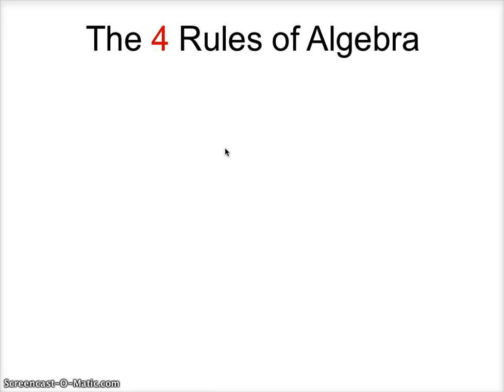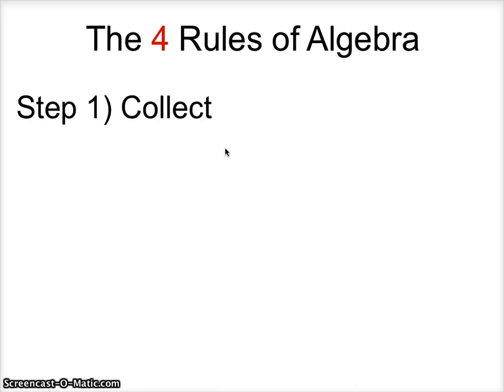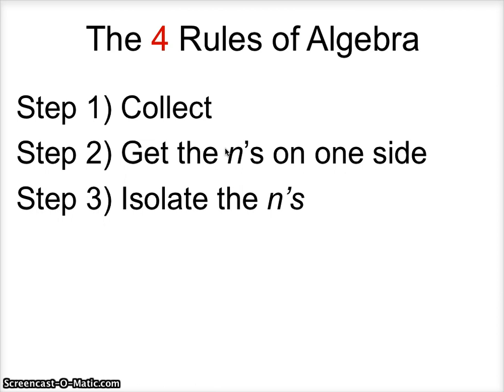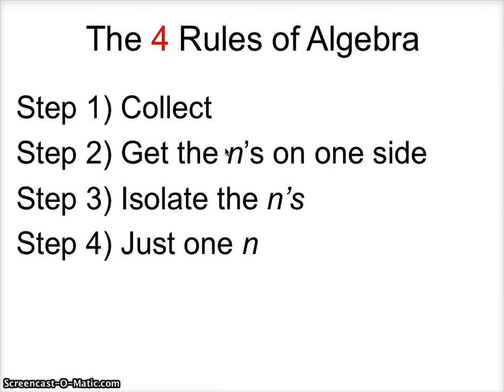So we've got a new step. And so we're going to change our 3 rules of algebra to the 4 rules of algebra, because this last thing that I just talked about is really another step. It works like isolating, but it's really getting the n's on one side. So step 1 doesn't change. Step 1 is still collecting. Step 2 is now get the n's on one side. Step 3 is isolate the n's. And step 4 is just one n. So notice the first step and the last step stayed the same. I just stuck a new step in there. And the tricky part is that steps 2 and 3 could be done in either order.